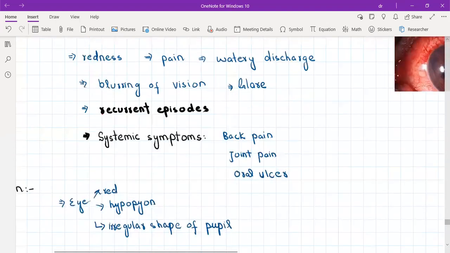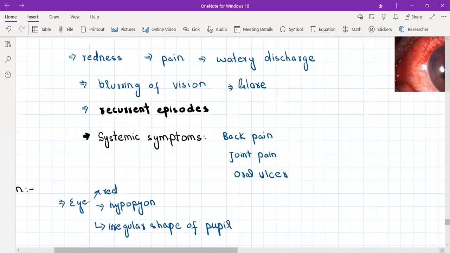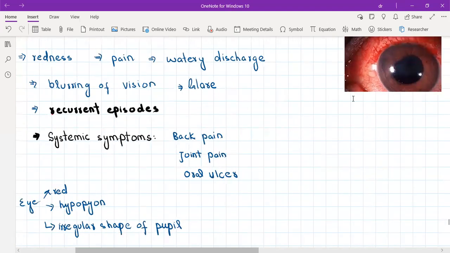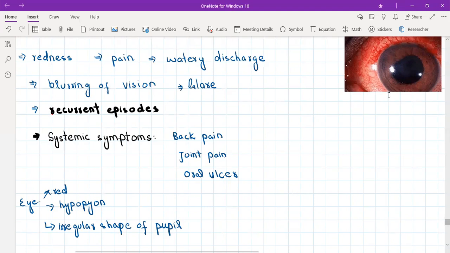So what happened is you have, let me show you the picture. So something like this. So the eye is red and congested, and the pupil, if you can see, is irregular because the iris is inflamed, and it sticks posteriorly to the lens, so the pupil becomes irregular. Okay, and sometimes you can see a pus level here, which we call pus in the anterior chamber or hypopyon. Okay, so this is what you might find on examination.